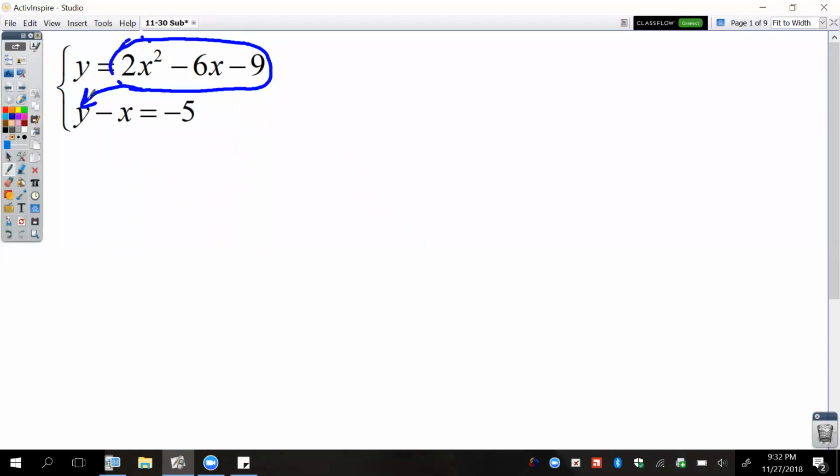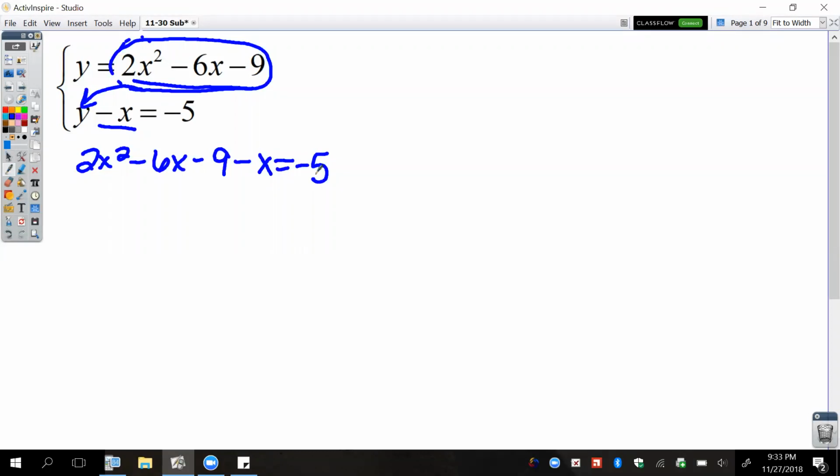When I do that, the first thing is always make sure this equation, this x squared minus 6x side, is equal to the standard form, because if it's not, you want to multiply that out. So this is the standard form. We're going to sub it into my y. So I'm going to have 2x squared minus 6x minus 9, and then I'm going to continue with minus x equals negative 5.